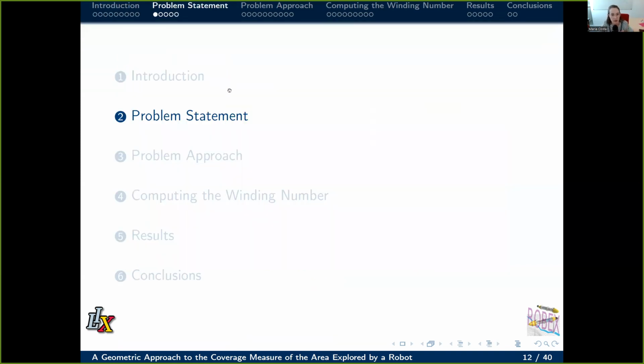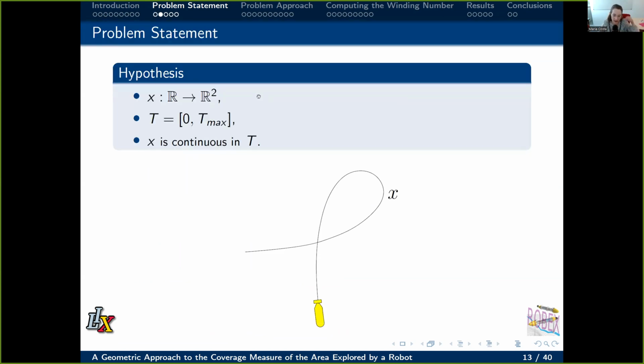Okay, so I'm going to formalize the problem that I just presented. In this presentation, we are going to assume, at least for the moment, that the robot's trajectory is known. So we are not going to deal here with the uncertainty in the robot's trajectory. I will talk a little bit more about this at the end of the presentation.